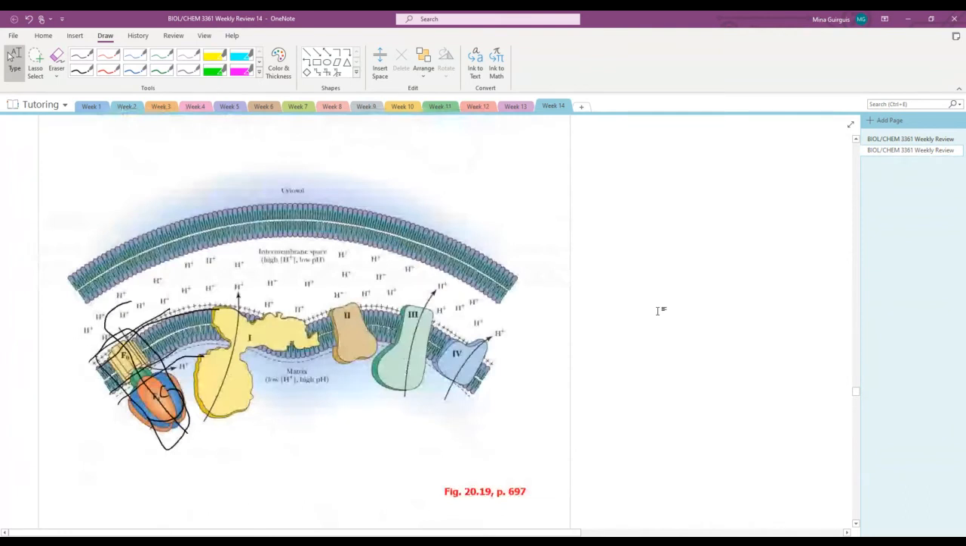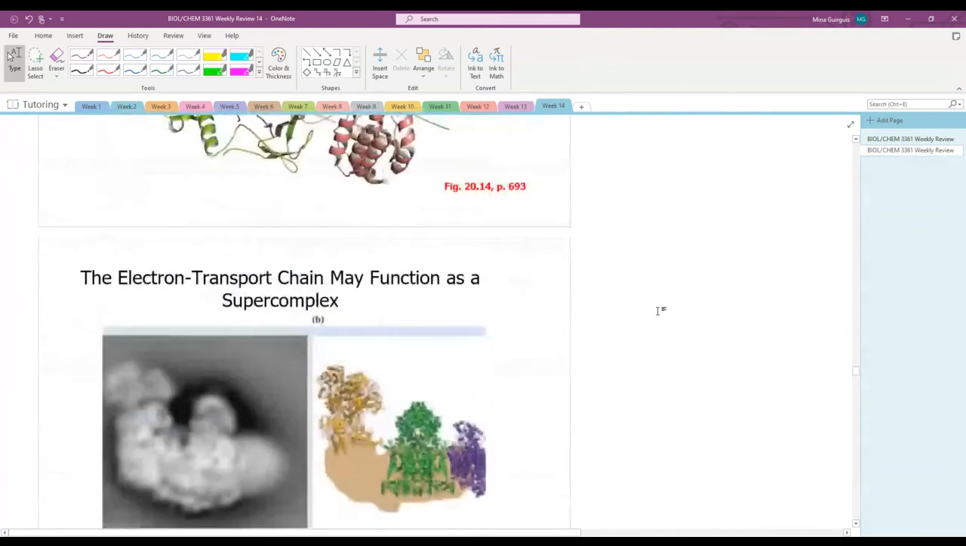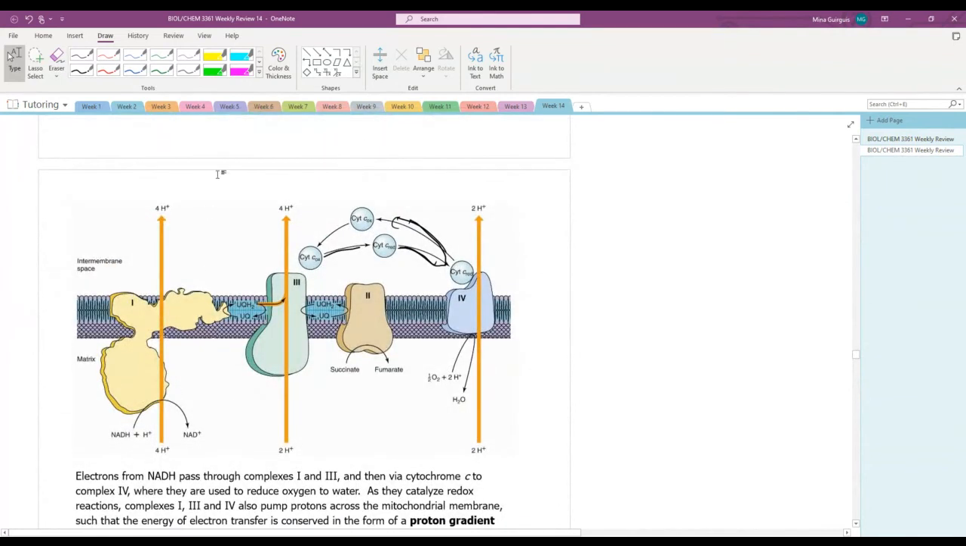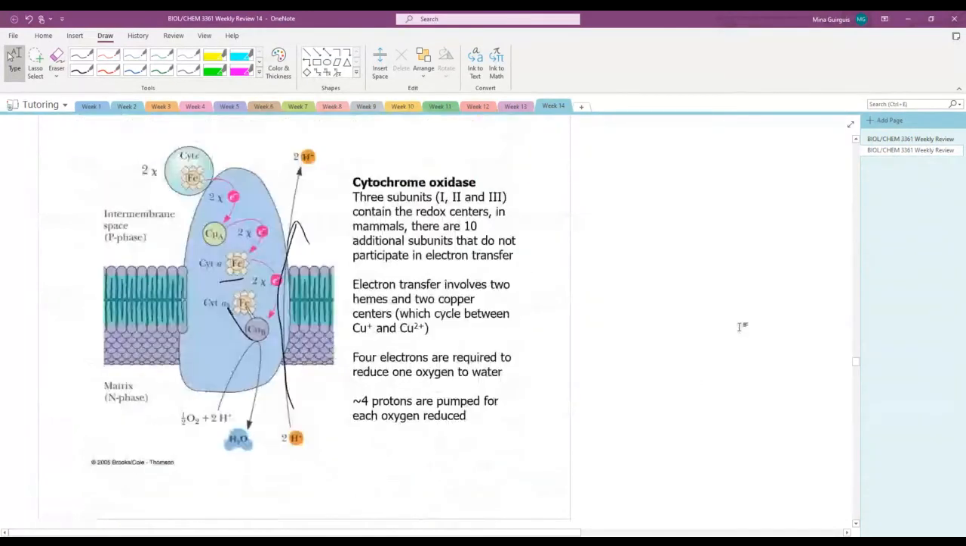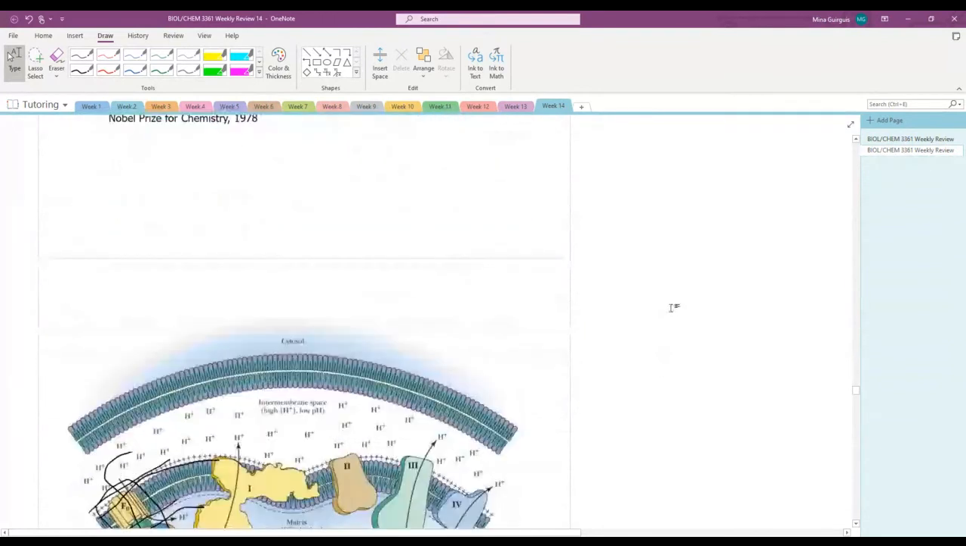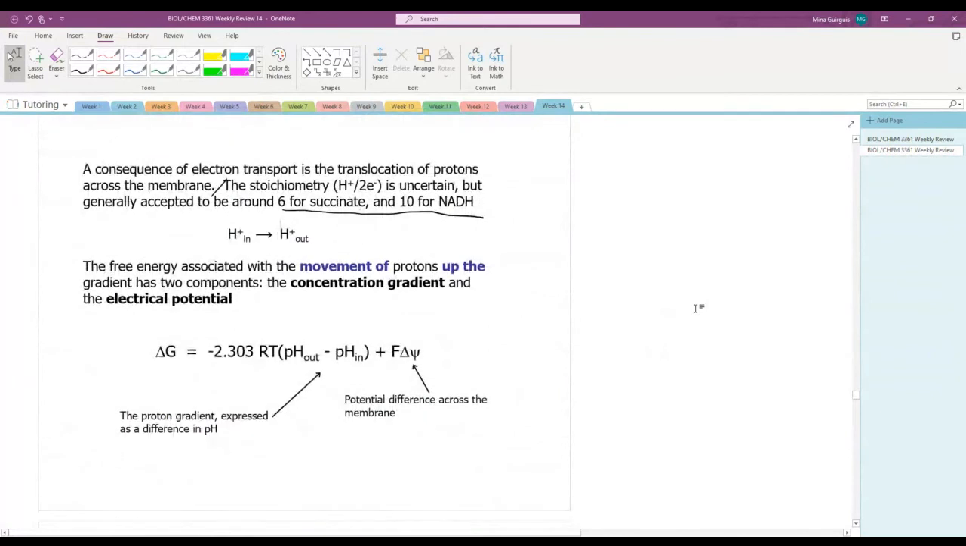Let me see if I can find a good picture. Okay, so here. NADH sends 4 from complex 1, and then it's transported to complex 3, which sends another 4, and then to complex 4, which transfers another 2. So that's where the 10 from NADH comes from, whereas succinate to fumarate does not go through complex 1, but goes through complexes 3 and 4, and so it only has 6. That's why those are the generally accepted values, because they seem to make the most sense based on what we know of it.